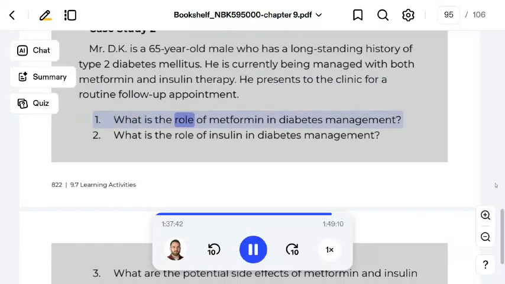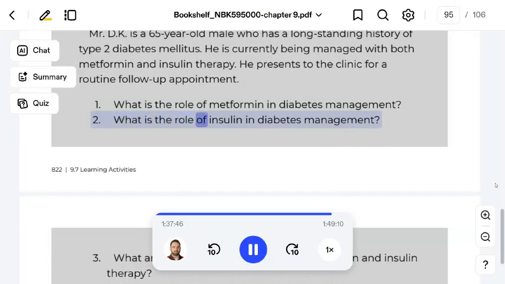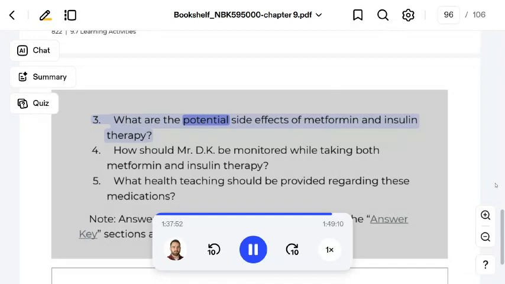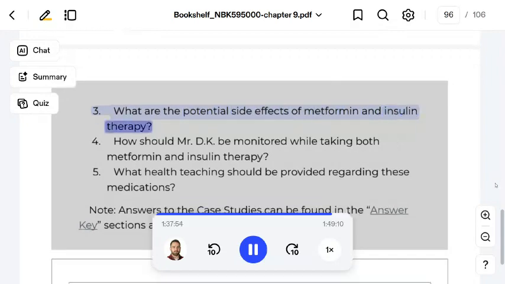1. What is the role of metformin in diabetes management? 2. What is the role of insulin in diabetes management? 3. What are the potential side effects of metformin and insulin therapy?